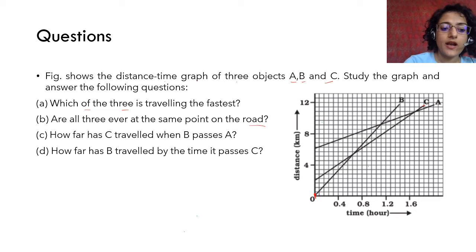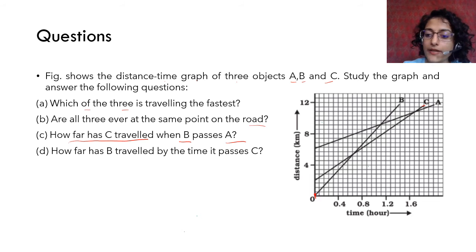Okay. How far has C traveled when B passes A? When does B pass A? This is B, this is A. This is where they have passed each other. So C की position क्या है यहाँ पे? C is here. He or she is approximately at the 8 kilometer mark.